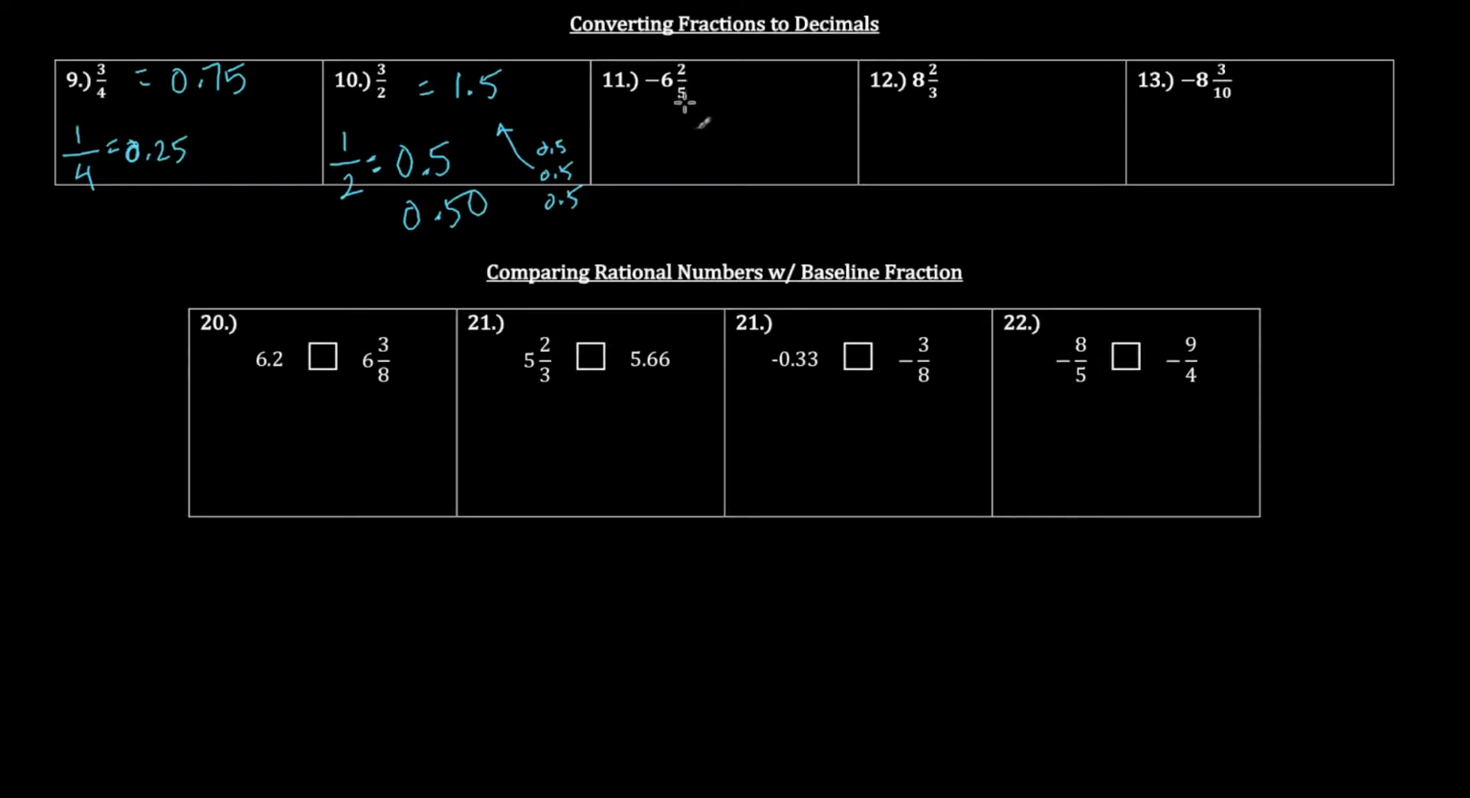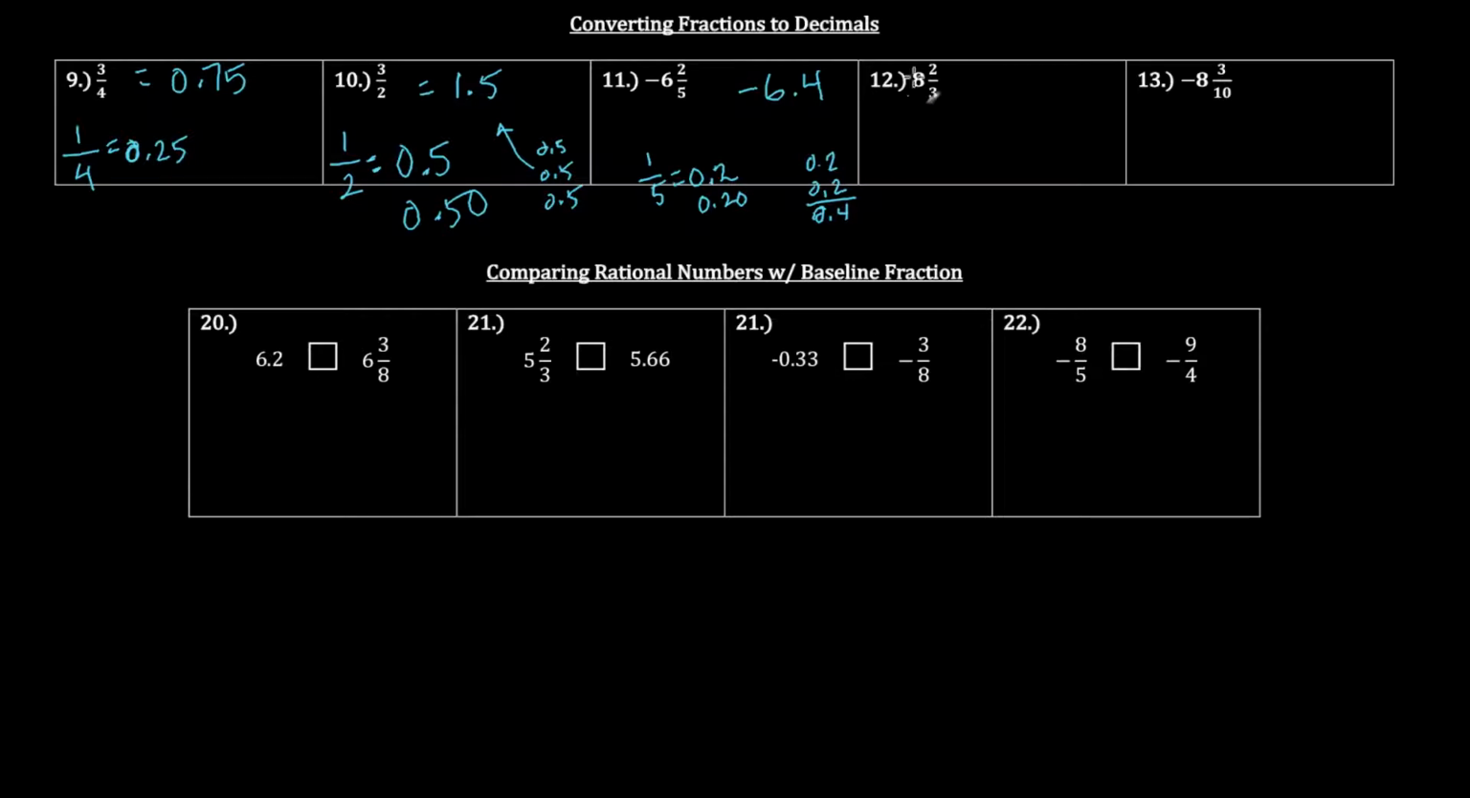Let's just memorize the 1/5. Remember, 1/5 is 0.2, or 0.20 if you prefer. So 2 of them, 0.2, 0.2 is 0.4. Remember, you'll be doing all this in your head. So this is actually -6, that's the whole, 0.4.